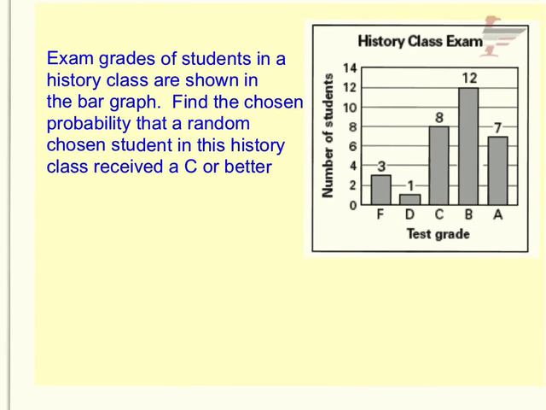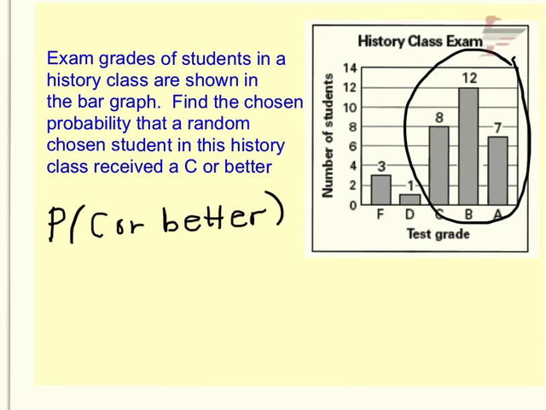It says exam grades of students in a history class are shown. Find the probability that a random student in this history class received a C or better. Okay, so a C or better, of course, is an A, B, or a C? So that's all of these students.